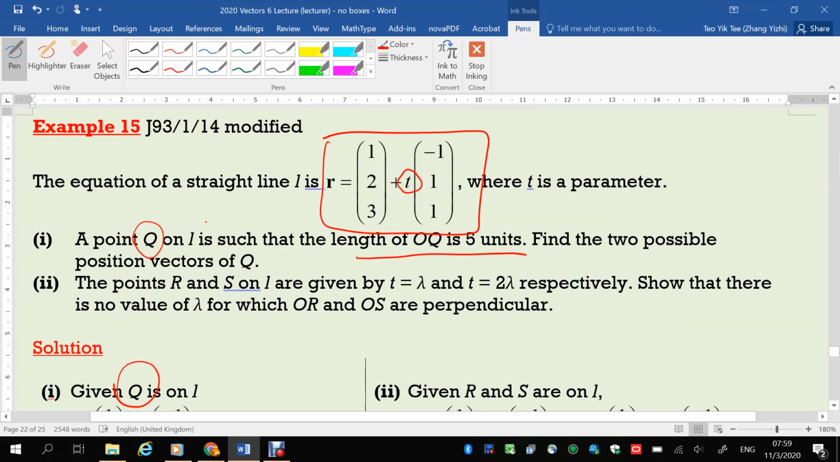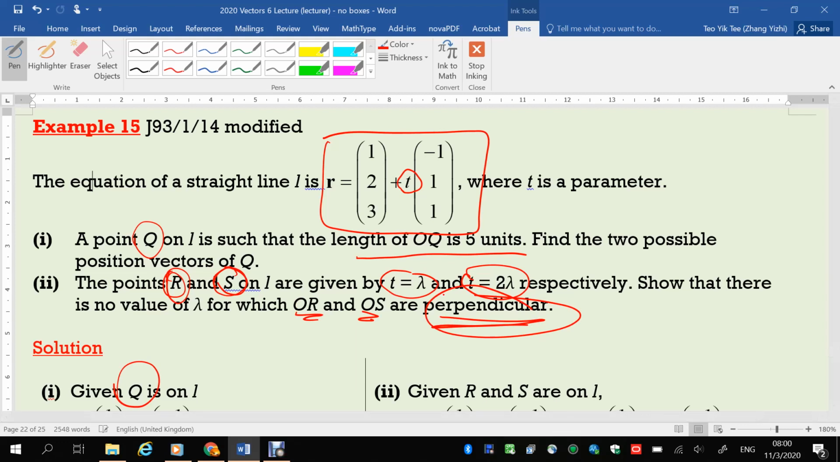For the second part, they tell you that point R and point S, both points are on the line L. The condition is that when t is equal to lambda, you get the point R. When t is equal to 2 lambda, you get the point S. So you need to show that there's no value of lambda for which OR and OS are perpendicular. In this question, you see the magic word perpendicular, so surely there must be some dot product involved to be equal to 0.